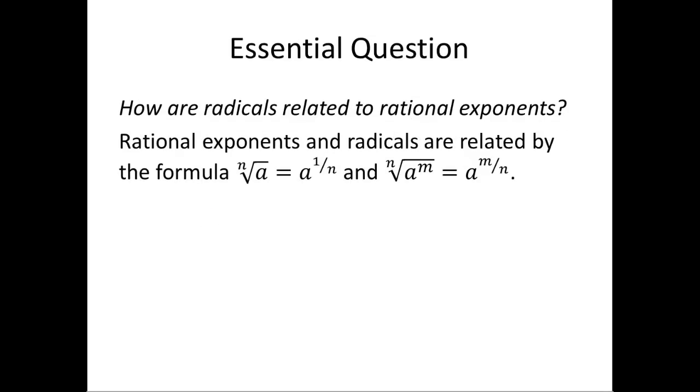Okay, so the question that we aim to answer in this lesson is, how are radicals related to rational exponents? And they're related by these formulas here. Whenever I have a radical expression, like this one here, where my index is n, this n just becomes the denominator in my rational exponent, in my power here. Similarly, if I have the nth root of any number raised to the power m, then the index once again becomes the denominator in my rational exponent, and the exponent m becomes the numerator in my rational exponent.